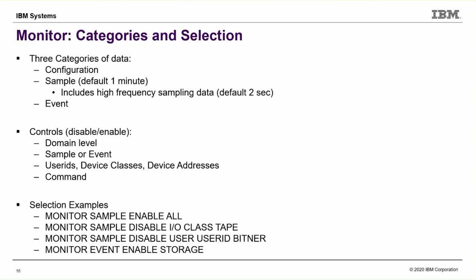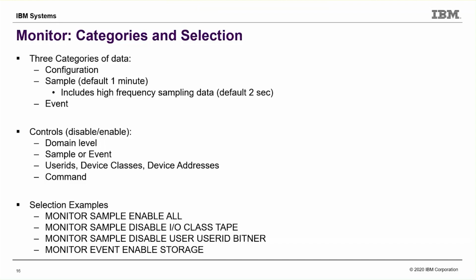Okay, and then another category is what we call sample records. So these are things that we go around, and it's settable, but by default, every minute, VM is going to go around and sample different information and include that in records. So what you're going to see is some records are categorized as configuration records. A lot of them are categorized as sample records. So I may sample my virtual machines, so I'm going to know what the Bittner user ID is doing every minute, right? Every minute, VM is going to go around and capture this data and write it out in there.